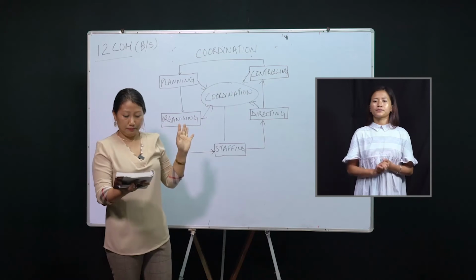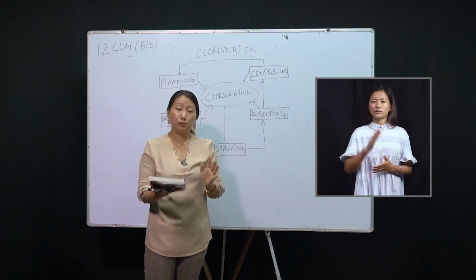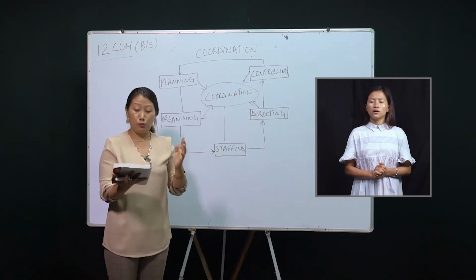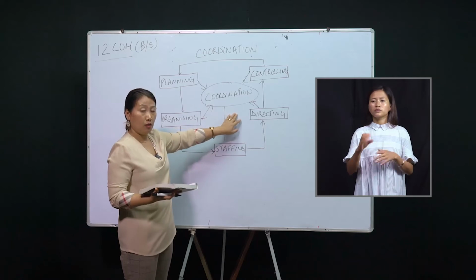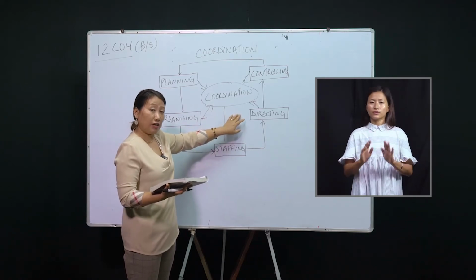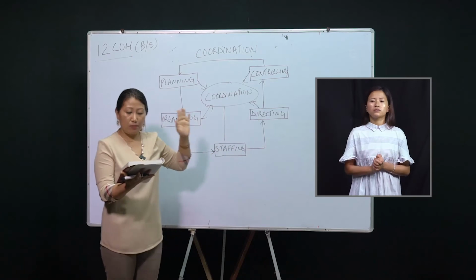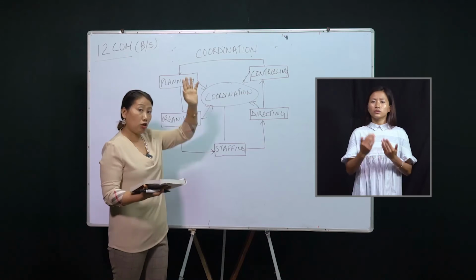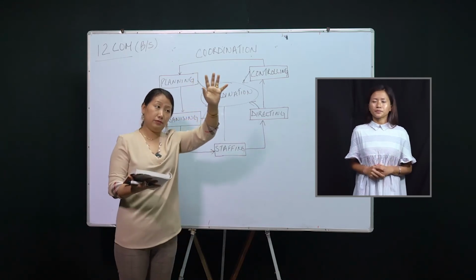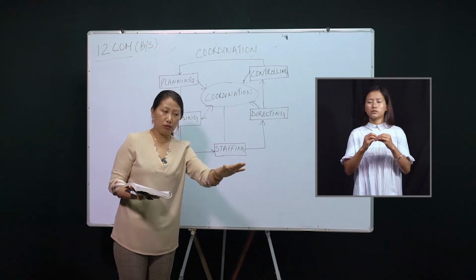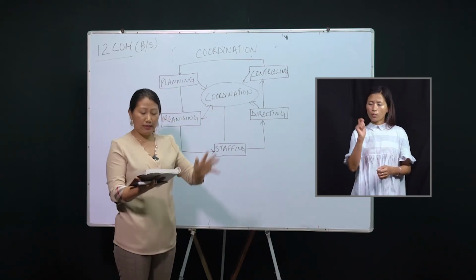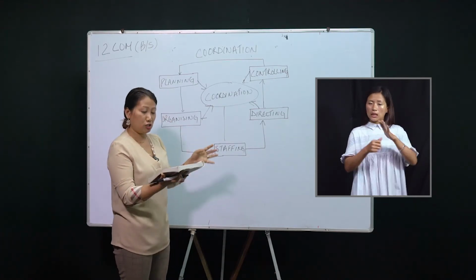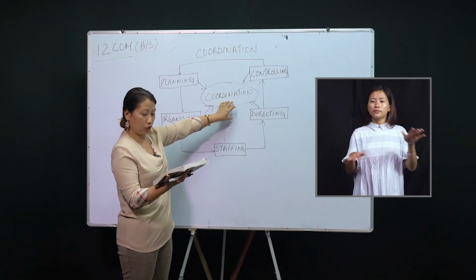The next one is coordination is the responsibility of all managers. That means every manager is required to perform the function of coordination. All the managers have to perform this function. Why? Because the top level management coordinates its activities with the subordinates. Then the subordinates coordinate their activities with the workers, isn't it? In each department there are heads, so all these managers will have to perform the function of coordination.